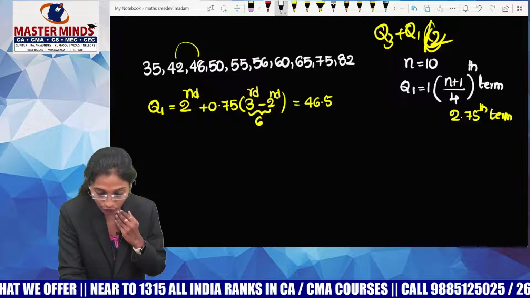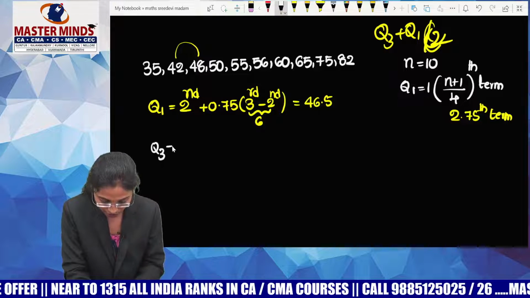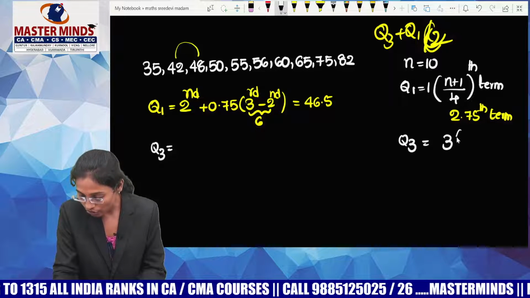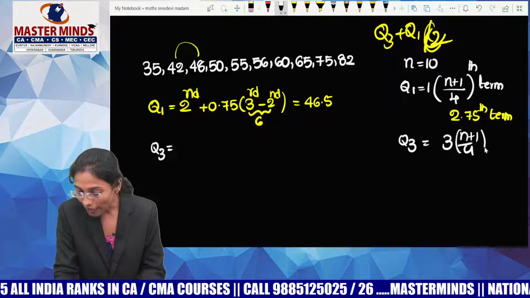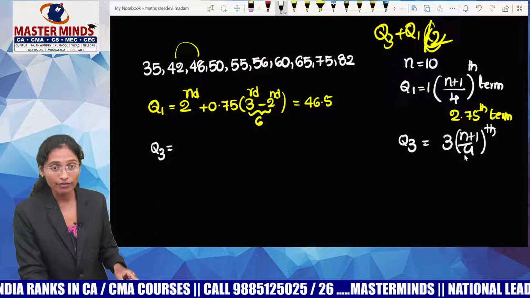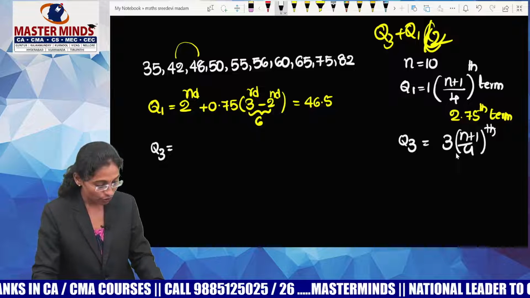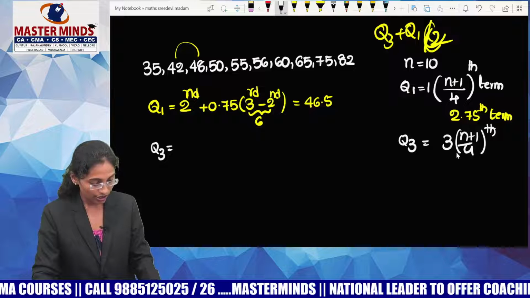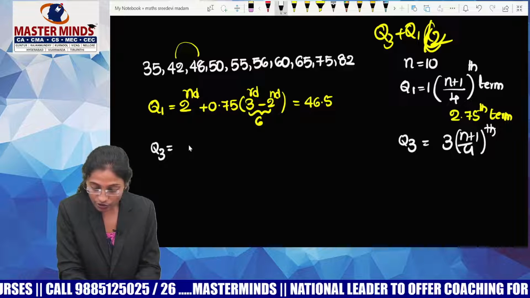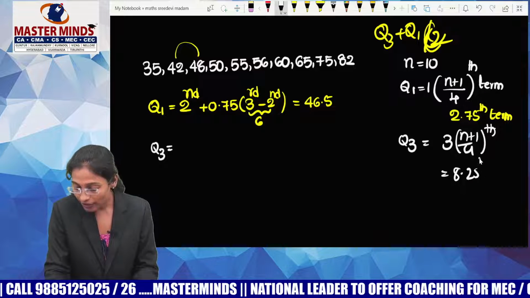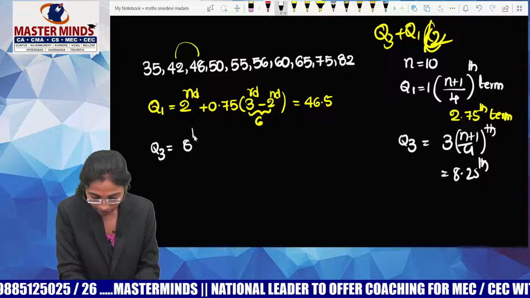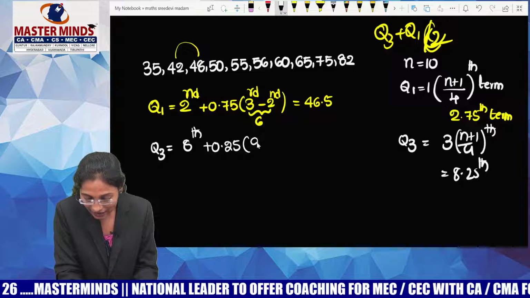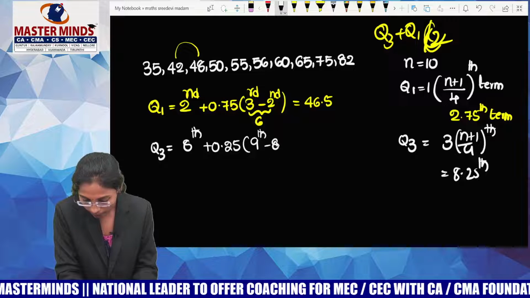Now, let me calculate Q3. So, what is Q3 equal to, guys? Q3 equals 3 into (n plus 1) by 4th term. As you already know, (n plus 1) by 4 means 2.75. 2.75 into 3 is 8.25th term. So, the 8.25th term, how do you write it? 8th term plus 0.25 into (9th term minus 8th term).